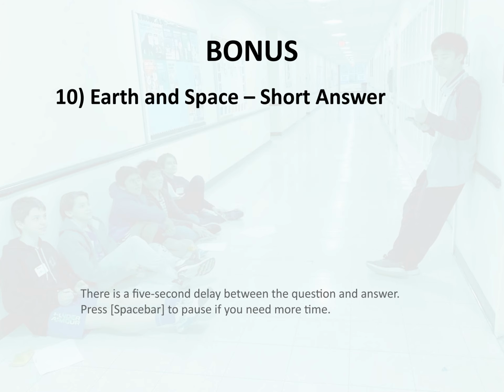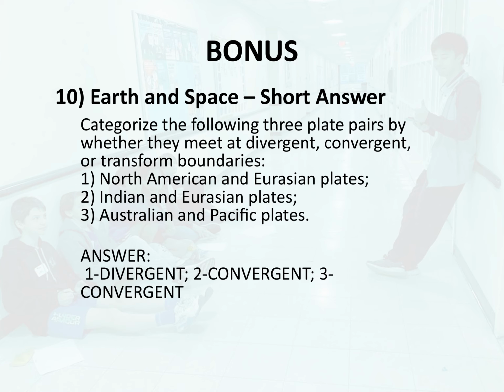Bonus 10. Earth and space, short answer. Categorize the following three plate pairs by whether they meet at divergent, convergent, or transform boundaries. 1. North American and Eurasian plates. 2. Indian and Eurasian plates. 3. Australian and Pacific plates. Answer: 1 divergent, 2 convergent, 3 convergent.